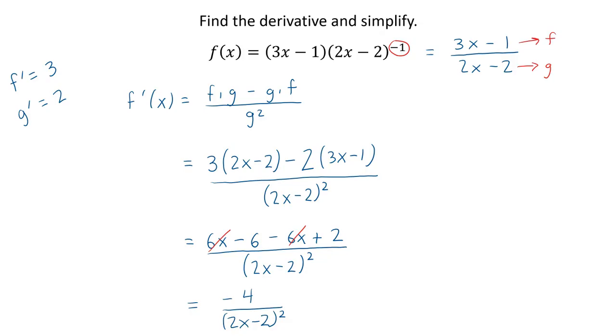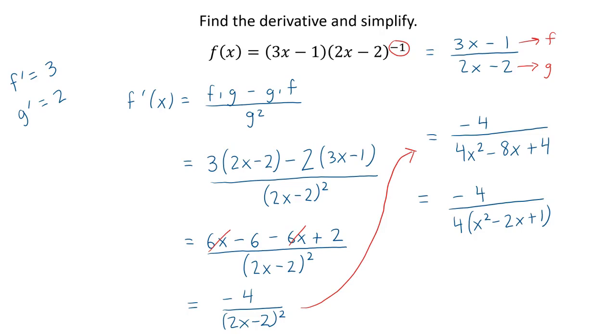So now we have the expression negative 4 over the difference 2x minus 2 squared. This is a fraction, so we need to make sure it's fully simplified. So let's expand the denominator. Squaring 2x minus 2 gives us 4x squared minus 8x plus 4. And now we see that we can factor a 4 from each term in the denominator to give us 4 times x squared minus 2x plus 1. And the 4 in the numerator divides out with the 4 in the denominator to give us our fully simplified derivative, which is negative 1 over x squared minus 2x plus 1.